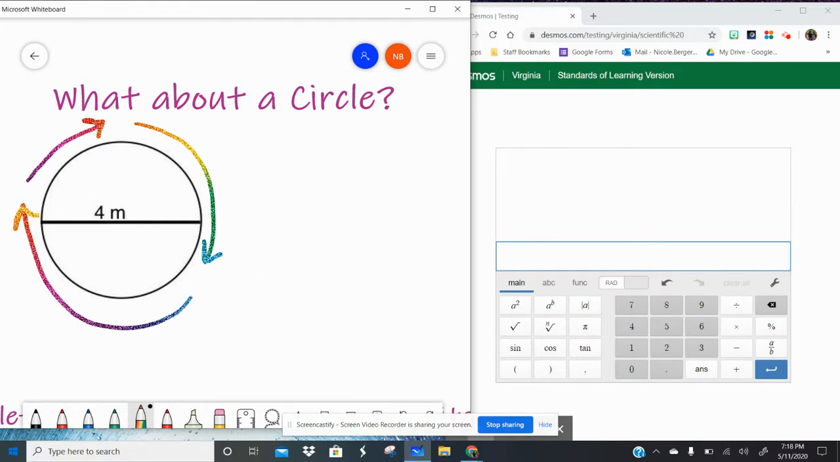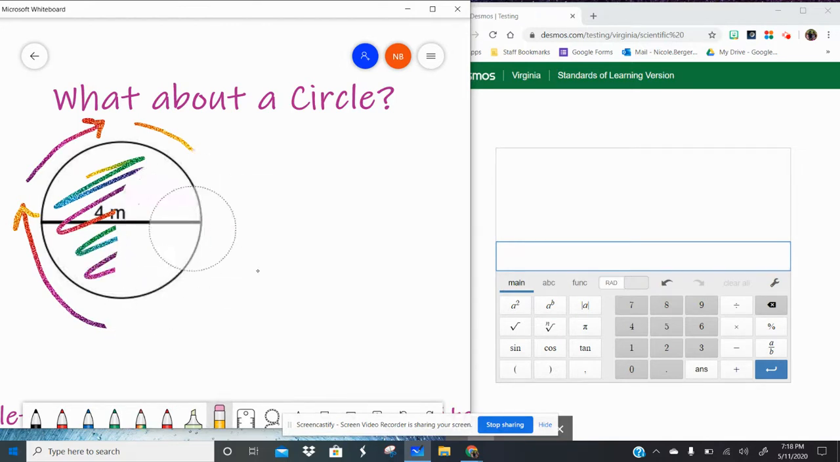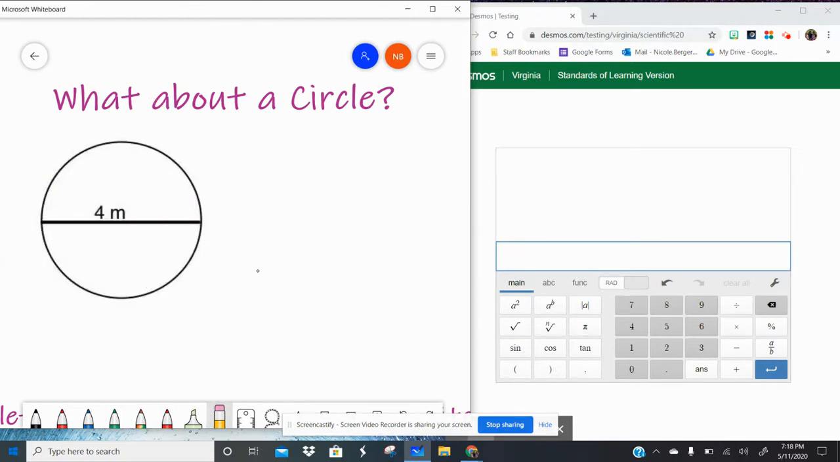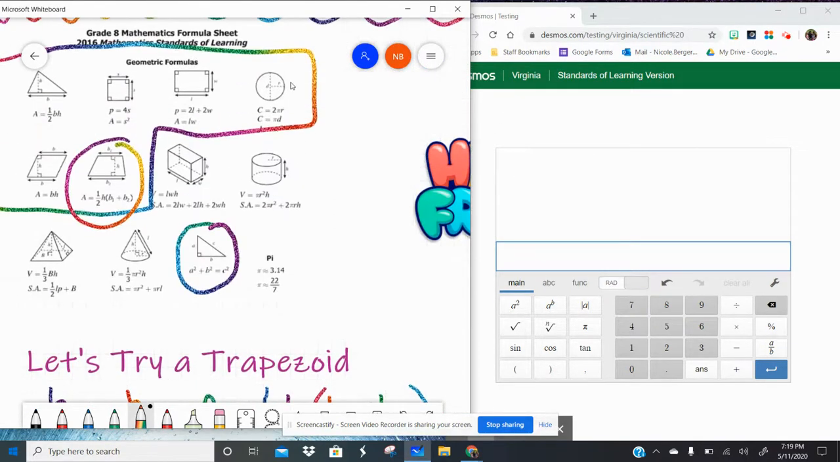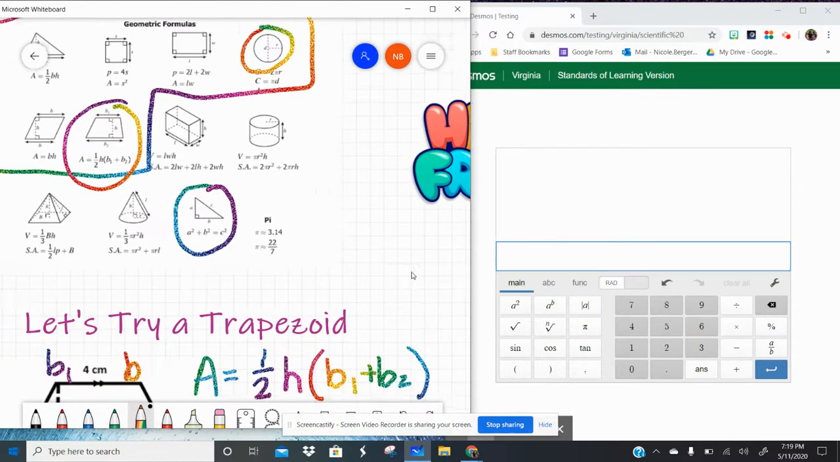And then area is the space inside the circle, right? So those are things that we have to know. Diameter is the line that connects two sides while passing through the center. So that's the diameter. And then radius is half the length of the diameter. But again, if you don't know that, boom, there's a diagram right here of a circle on your formula sheet. So you don't even have to memorize that part.